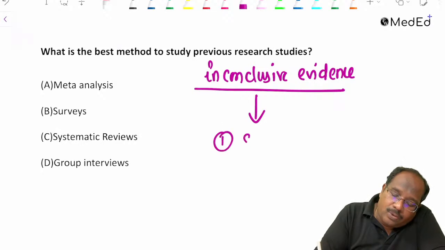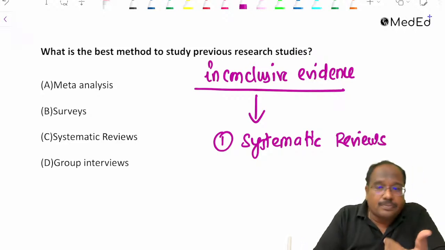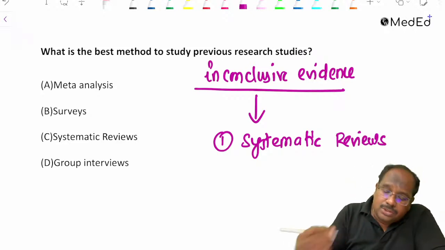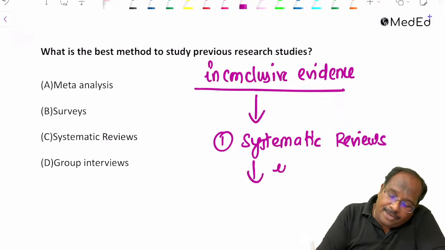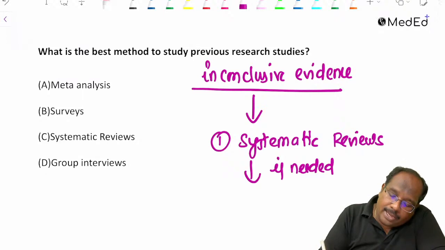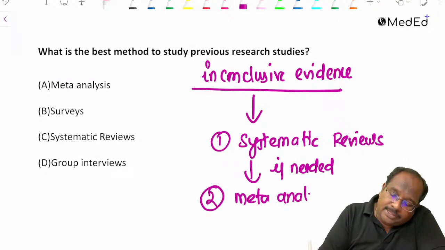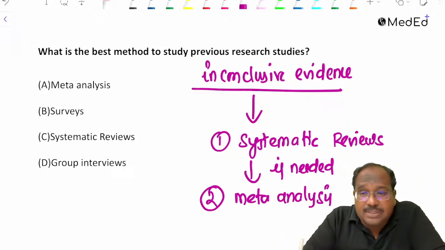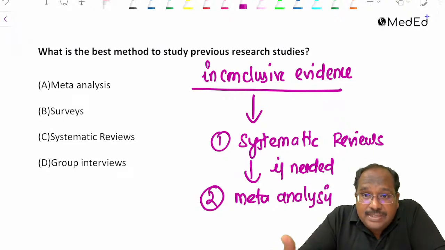First, what I can do is systematic reviews. Okay, systematic reviews can be done. After that, if needed, I can do a meta analysis. The first is systematic review. I can stop with systematic review also, but I can do further, a meta analysis from previous studies. Both can be done from previous studies.